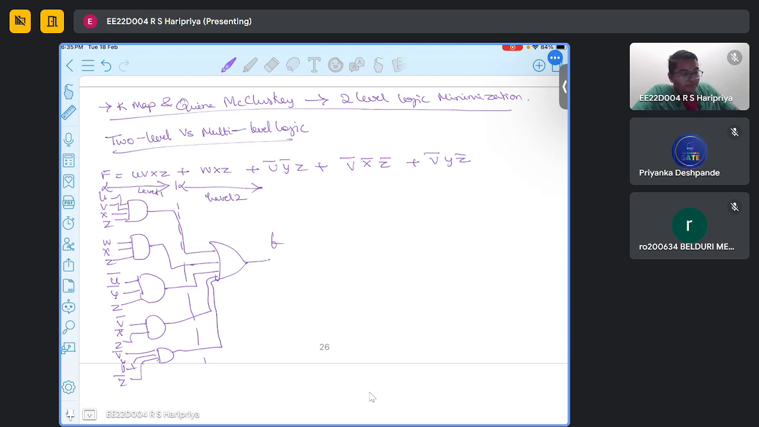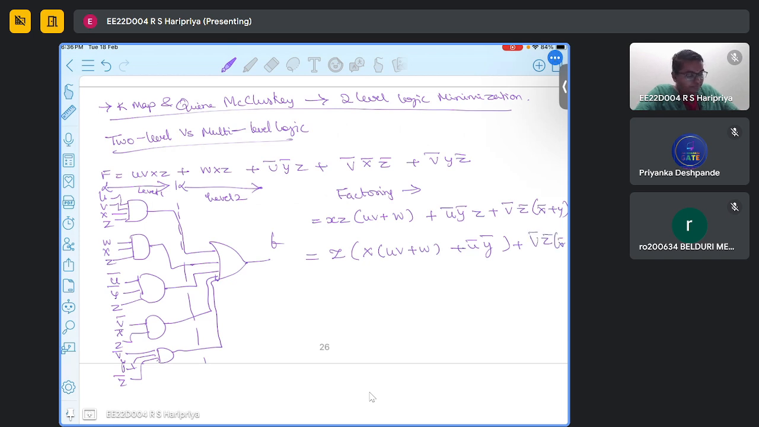So if we further apply the process called factoring, and say we take xz common, then we get uv plus w plus u bar y bar z plus again v bar z bar. If we take common we get x bar plus y bar. Can we take z common? So we obtain this expression with z into x bar plus y.